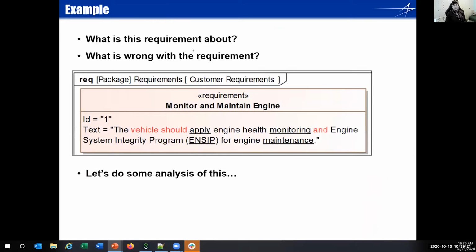So we look at this requirement and we think about what's wrong with it. I have some things here highlighted. The vehicle should, there's applying, there's monitoring, there's some sort of maintenance, there's an and statement. So I have should instead of shall. I've got the vehicle instead of the top level system. I've got an and in here, which is immediately a red flag about it not being a singular requirement. It talks about the purpose being for maintenance. And so I've actually got a few problems here.